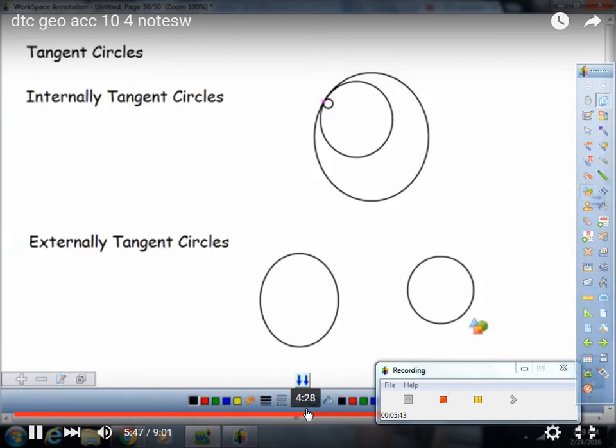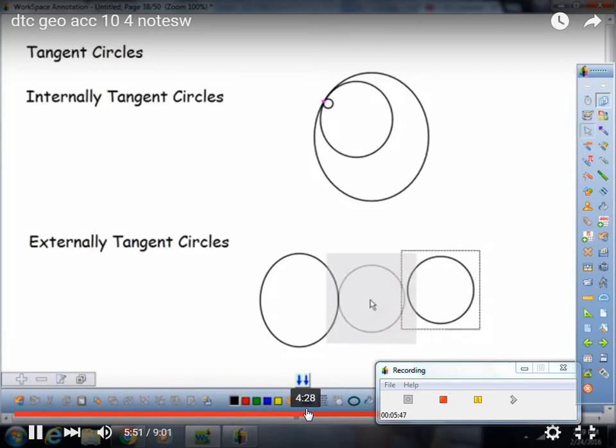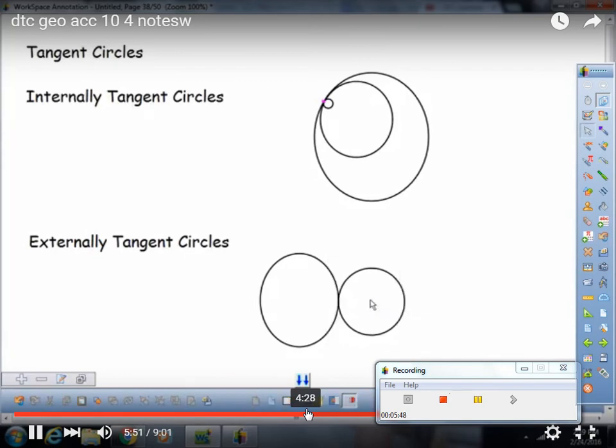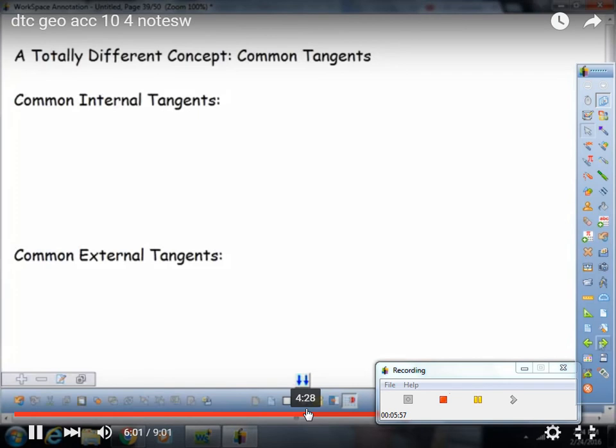Externally tangent circles share one point and lie completely on the outside of each other. So those circles there would be examples of externally tangent circles. Okay, now students get these concepts confused with what we just learned all the time. Not common internal tangent circles, but now let me just talk about common internal tangents and common external tangents.